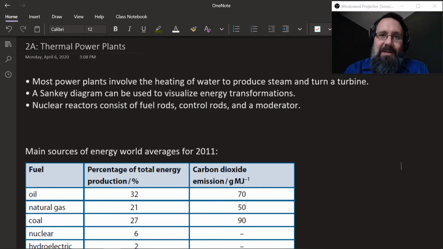We also want to talk about Sankey diagrams, which show the energy transformations and are used to calculate efficiencies. And the last thing I want to talk about is how nuclear reactors work. Specifically, three components of the reactor are the fuel rods, the control rods, and the moderator.